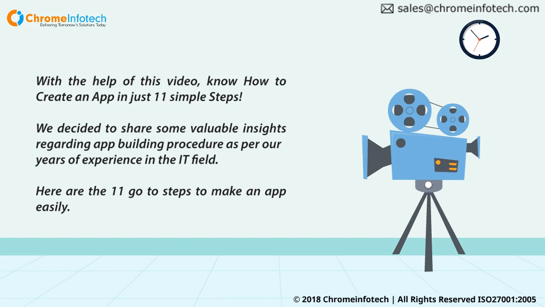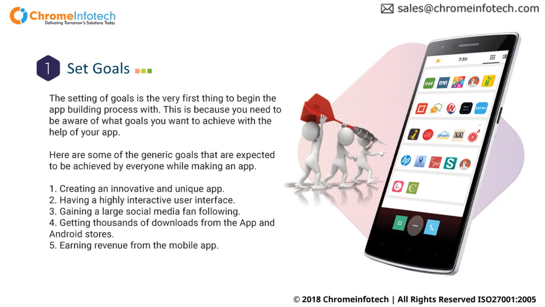Step 1. Set goals. The setting of goals is the very first thing to begin the app building process with. This is because you need to be aware of what goals you want to achieve with the help of your app. Here are some of the generic goals that are expected to be achieved by everyone while making an app.